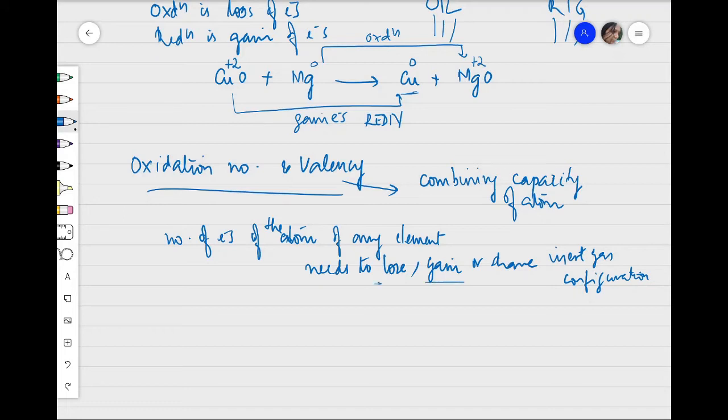Okay, so in effect we are talking about, for example, in the case of methane, the valency of carbon we say is 4, because it needs to share 4 electrons. The 4 electrons in its outermost shell have to be shared, which means valency is the number of chemical bonds an atom can form.